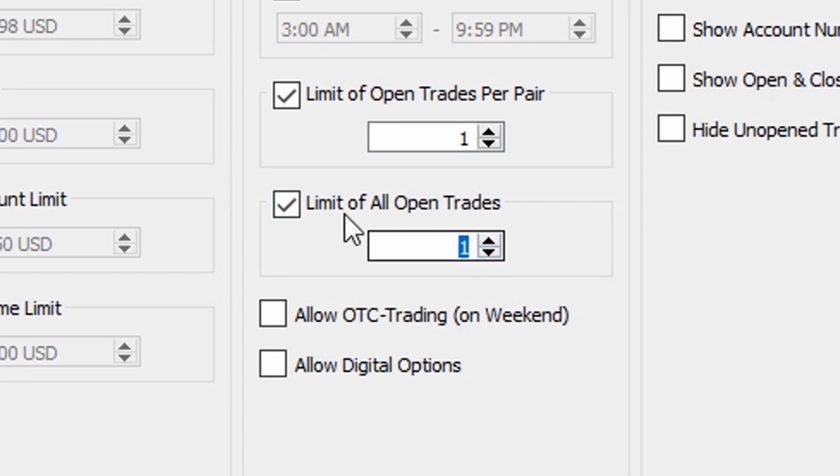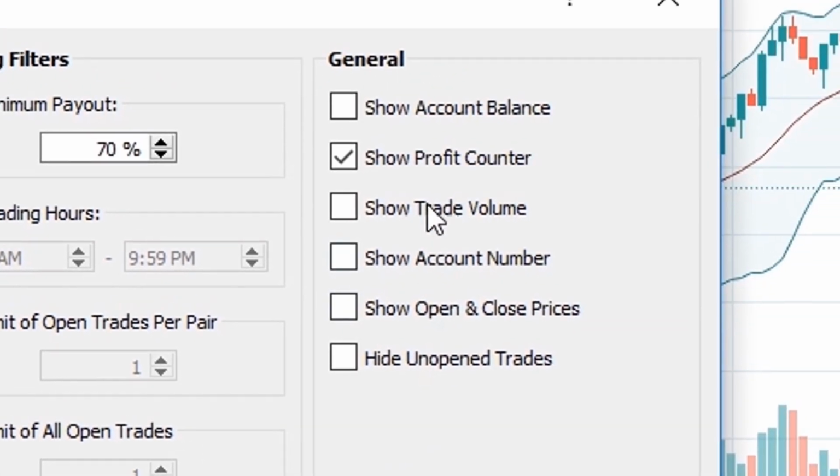Allow OTC trading. With this option, you can enable your MT2 trading platform to trade automatically on weekends as well. Note, this function is only available for the broker IQ option. Allow digital options. You can set your platform to trade digital option assets as well as binary ones if you enable this option. Your platform will always be first to open a digital options trade. Please note that this functionality is only available for the broker IQ option.